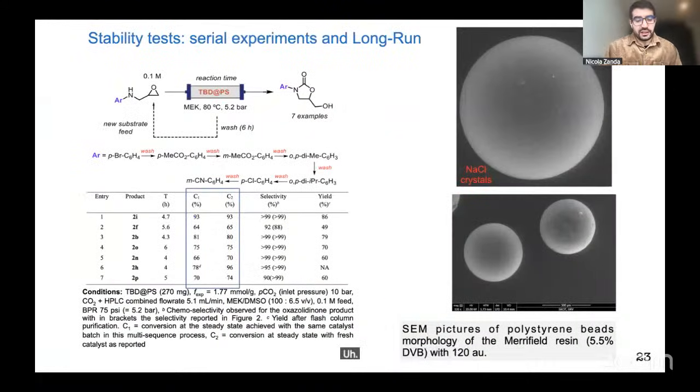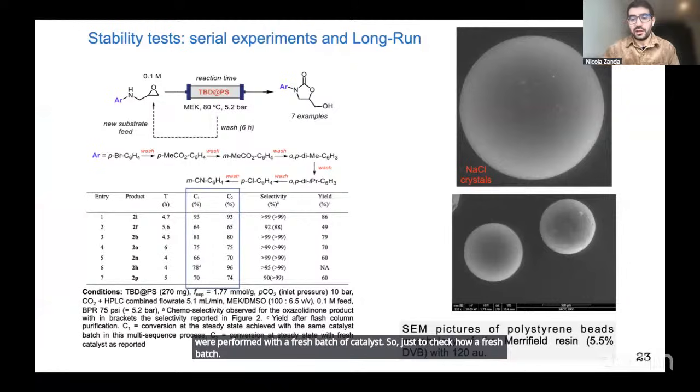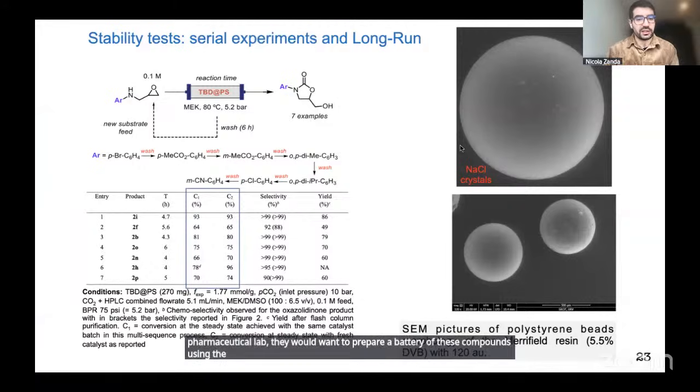I have to specify that all the experiments in the previous slide, so the scope, were performed with a fresh batch of catalyst, just to check how a fresh batch would behave in this type of transformation with different substrates. What we wanted to do next was to prove the stability of the catalyst in a demo campaign. So we wanted to simulate what would happen if in a pharmaceutical lab, they would want to prepare a battery of these compounds using the same batch of catalyst.